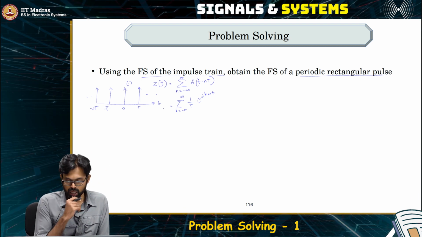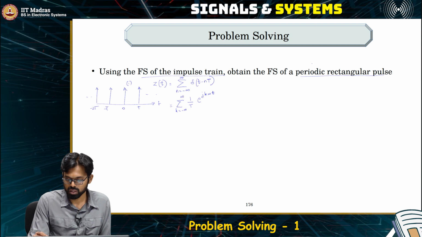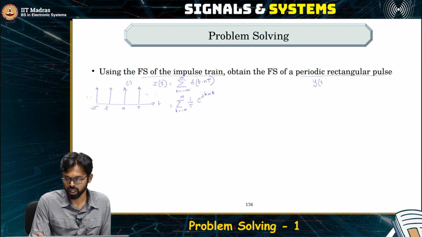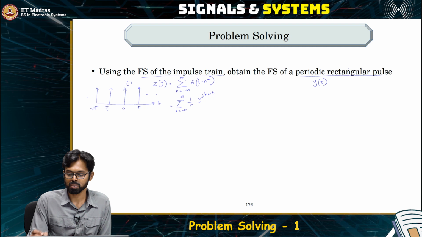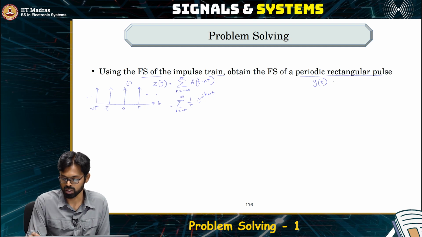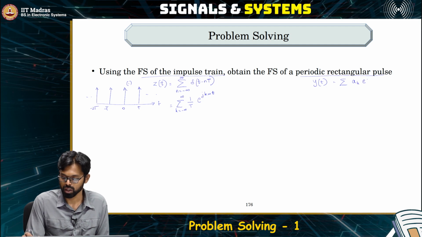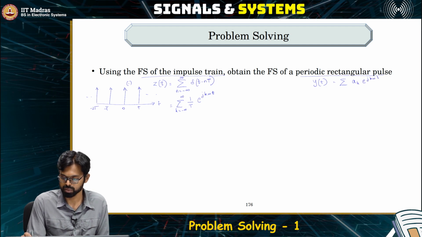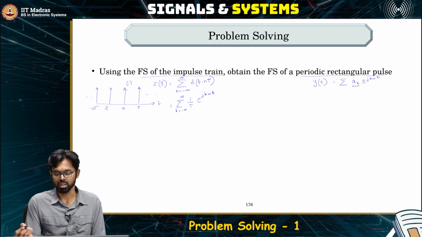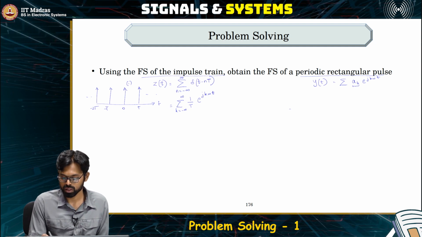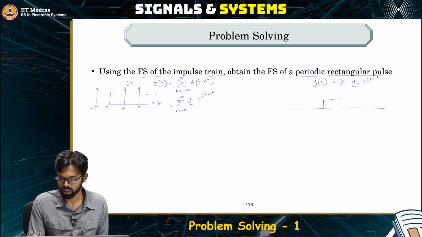Now the question is, let's say we are given the periodic rectangular signal. We are supposed to find its Fourier series representation. Let's say that we are supposed to find some a_k e^(jkωt). We are supposed to find this. So how does a periodic rectangular signal look?